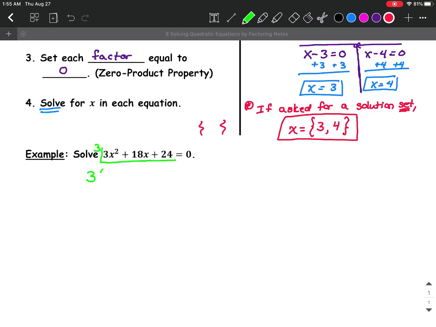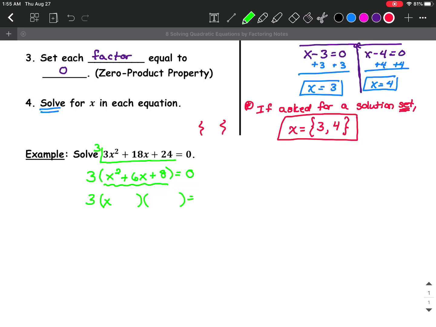And 3x squared divided by 3 is x squared. 18x divided by 3 is 6x. And 24 divided by 3 is 8. Notice my equals 0 keeps coming down. Now that greatest common factor, we pulled it out and we bring it down. We pull it down, pull it out, pull it down. We now have a trinomial here. So we're going to need 2 parentheses.